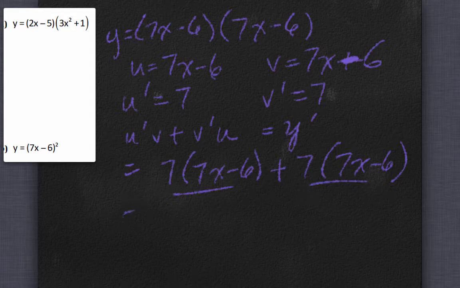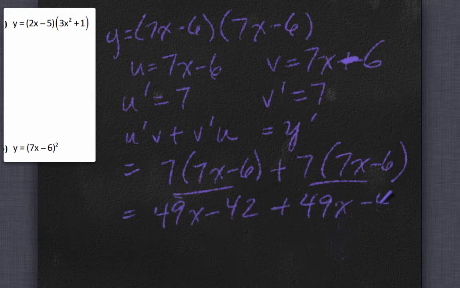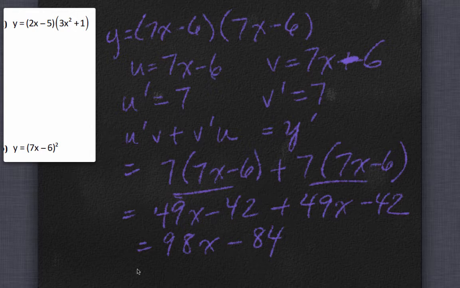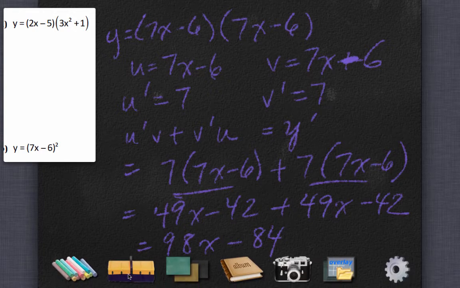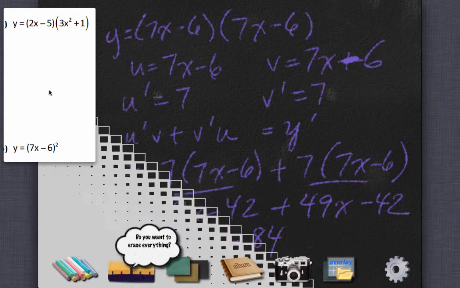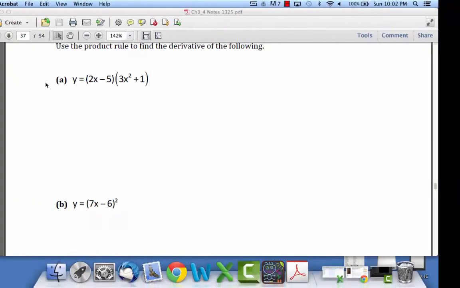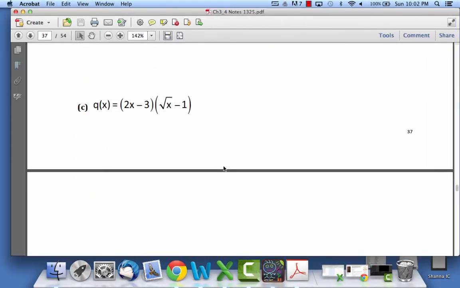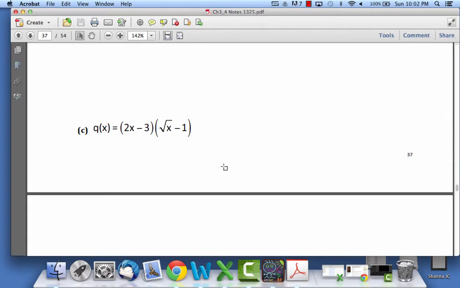So that's 49x minus 42 plus 49x minus 42, and that's that. And I could factor a 14 out of that, but okay, and then I guess I'll just take that one first.